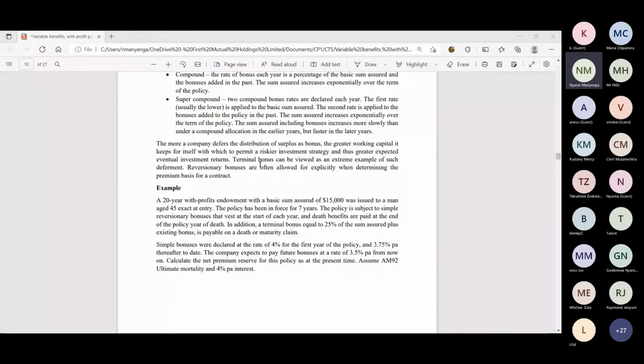So this is just the theory around conventional with profit contracts. So I will end here. I don't know if there are any questions at this point, so that we can give each other a 15-minute break to stretch, and then we can come back at 15:42.